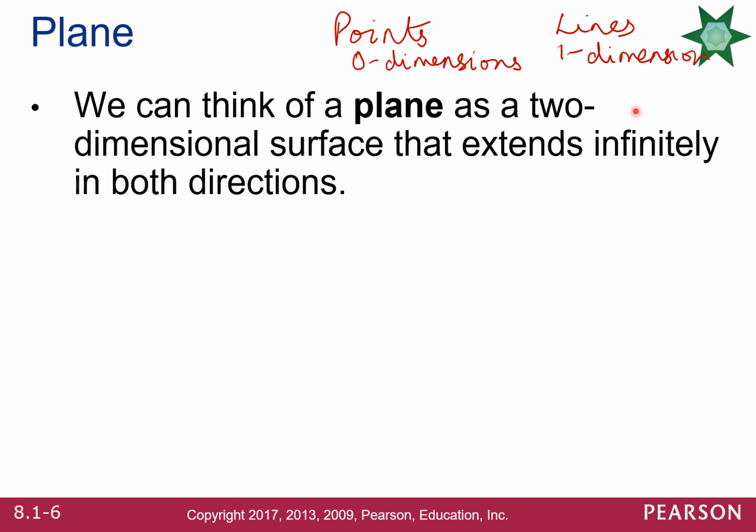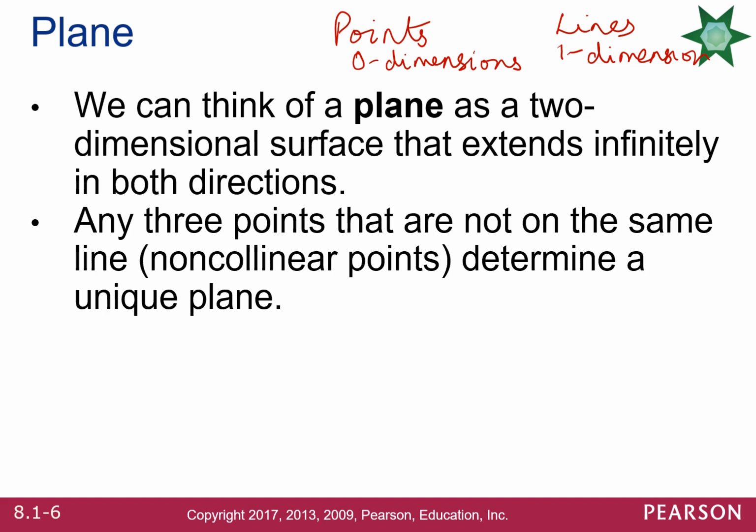All right, so a plane will have length as well as width. So it has two dimensions. A line extends only in one dimension. That's why it's a one-dimensional figure, whereas a plane is a two-dimensional surface that extends infinitely in both directions.